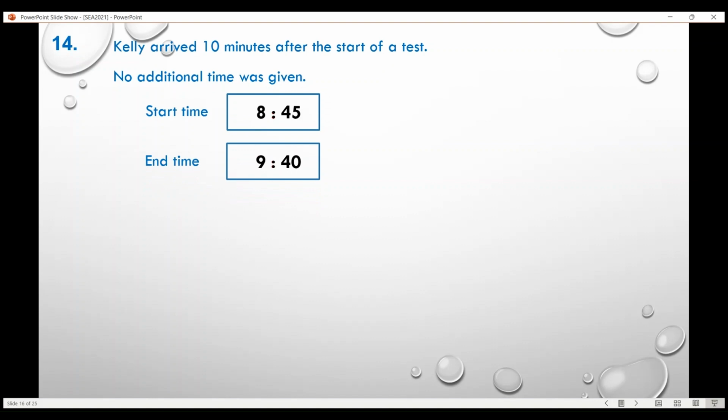But Kelly did not start at 8:45 because he came 10 minutes late. How much time did Kelly have to complete the test? So there are a couple different ways to do this.